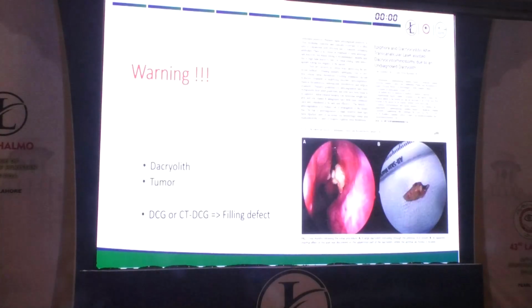So if we are going to do any transcanalicular DCR procedure, it's very important to use a DCG or CT DCG to rule out filling defects, because a dacryolith is relatively benign and may not cause any problems, but if it's a tumor, you can go through that with the laser.